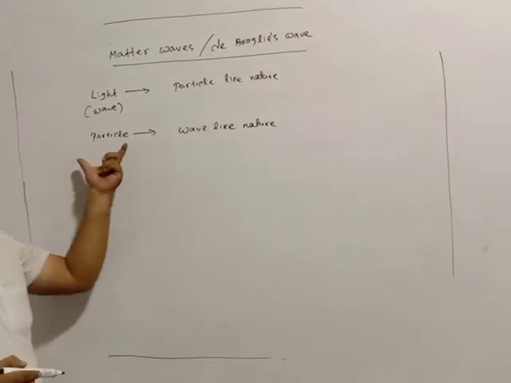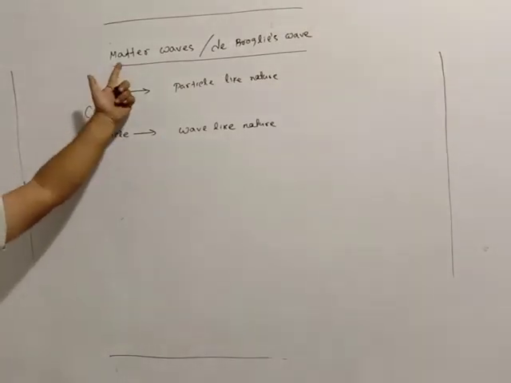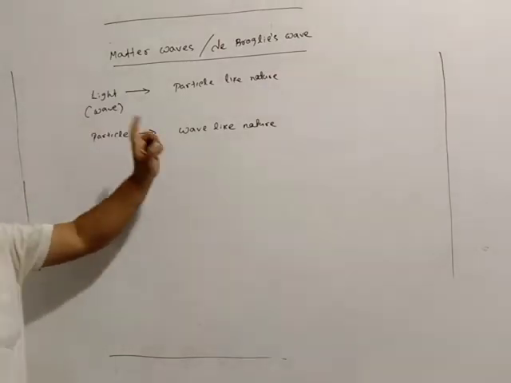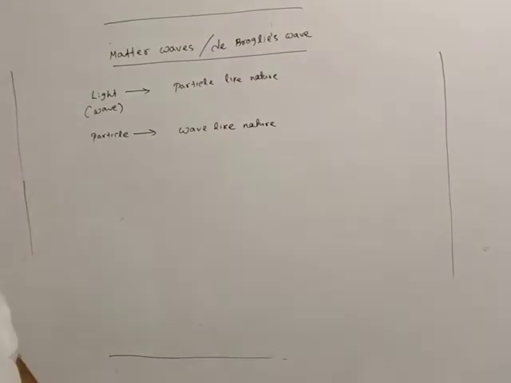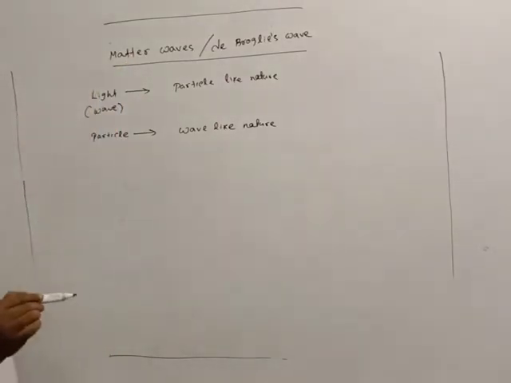So, the wave nature associated with a moving particle is called matter wave or de Broglie wave. Every moving particle must show some wave-like nature. This is called matter wave or de Broglie wave.